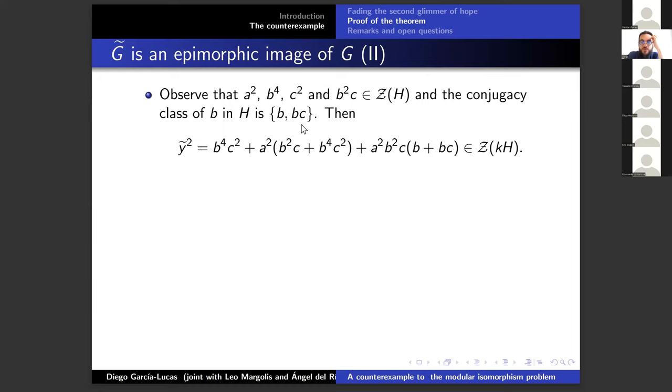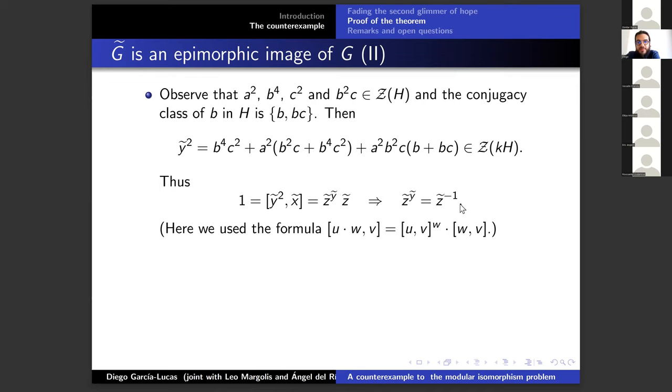And in fact, the sets of all sums of elements in conjugacy classes are a basis of the center of the group algebra. Anyways, one can compute ỹ squared in a straightforward way, and one obtains this expression where each one of these elements here is in the center for this reason, with the only exception of these two, but the sum is a sum of the elements of a conjugacy class, and hence is also in the center. So ỹ squared is in the center, and we can apply exactly the same argument as before to show that z̃ to the ỹ is the inverse of z̃.